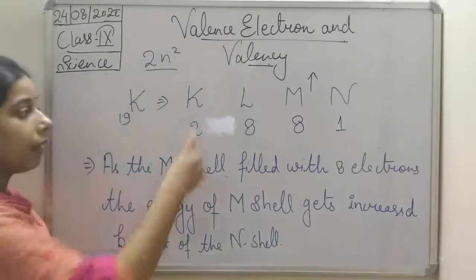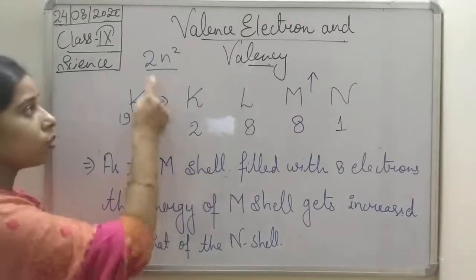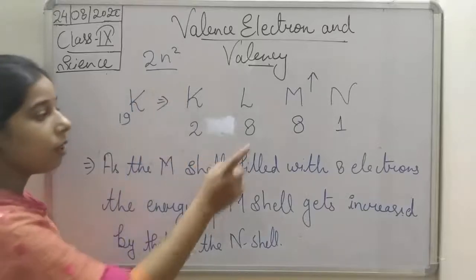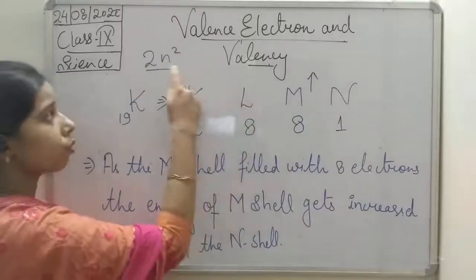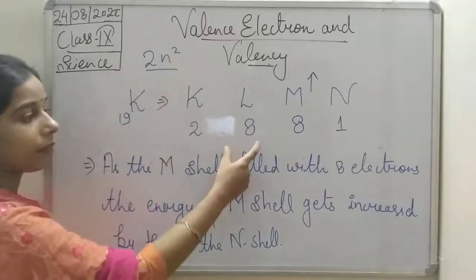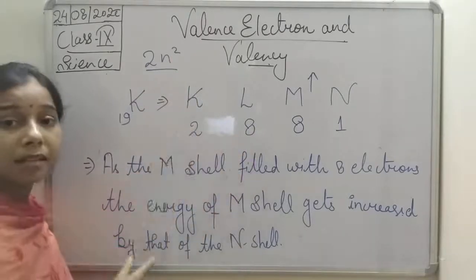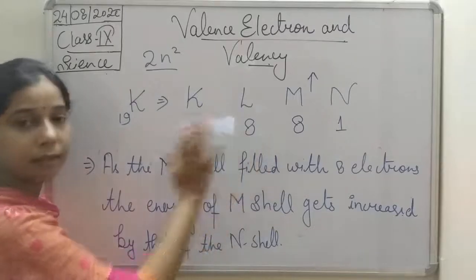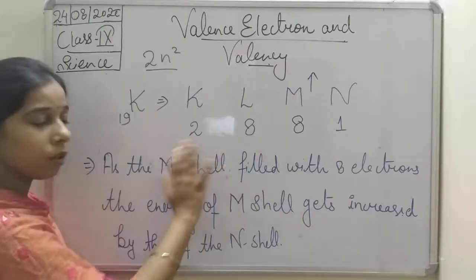First orbit, it can accommodate 2 electrons. So here 2 into 1 the whole square, that will give 2. So that is 2 here. Here it is the second orbit, so 2 into 2 the whole square, that will give 8 electrons. So the maximum number of electrons accommodated by the L shell is 8. So for these two it is okay.